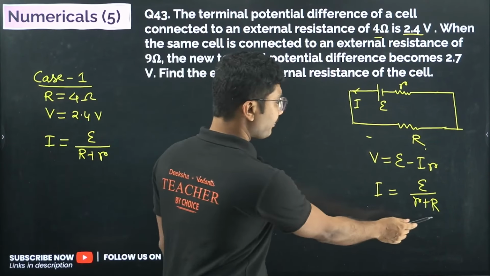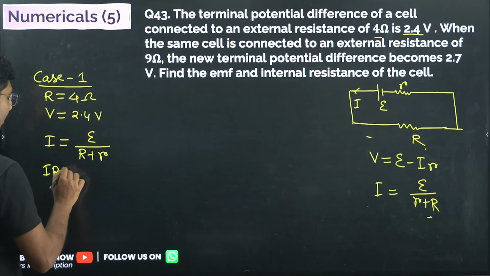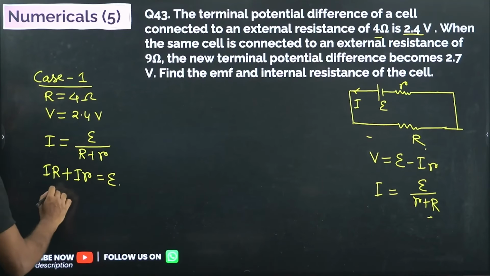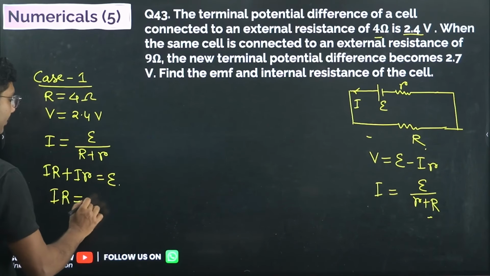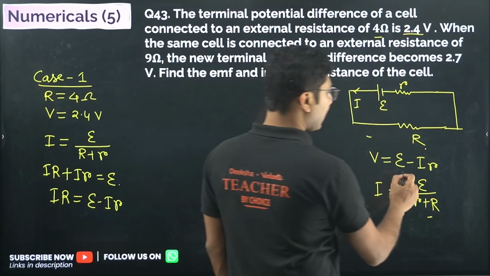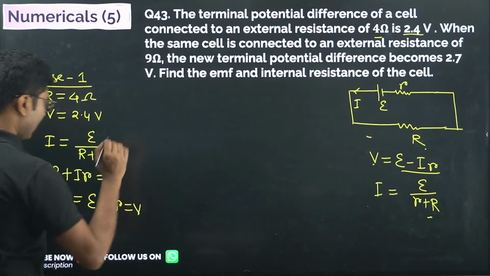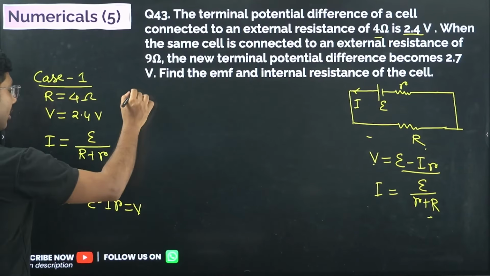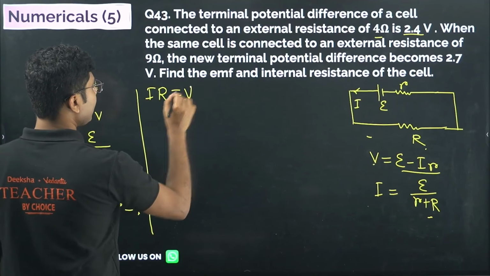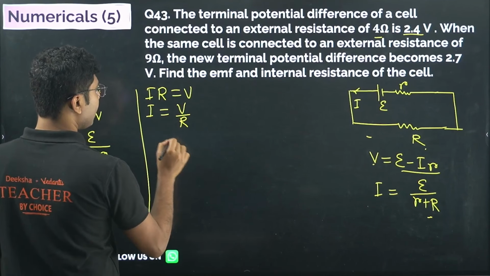Now if you multiply, you will get I into R plus I into small r equals epsilon, or I into R equals epsilon minus Ir, right? So what is epsilon minus Ir? It is equal to the terminal voltage. So what we got from here is IR is the terminal voltage. So I equals terminal voltage divided by the resistance. So this is case number 1.